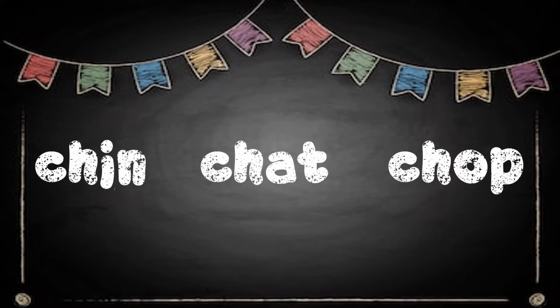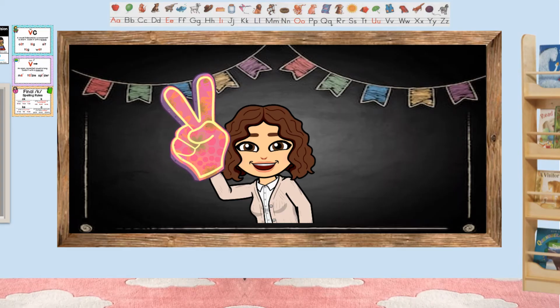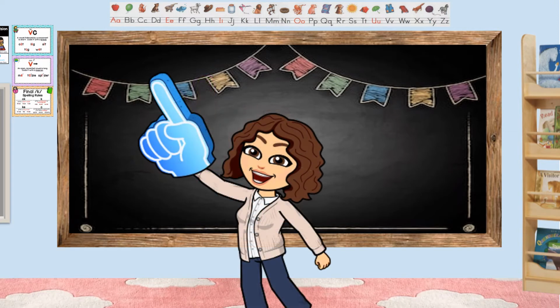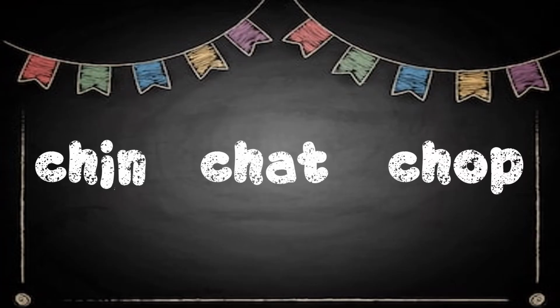C and H. Do you know what CH is called? A digraph. Why is it a digraph? Because we have two letters coming together to make one sound. Ch is the English pronunciation for digraph CH. We will be discussing some other pronunciations of this digraph later in another lesson.